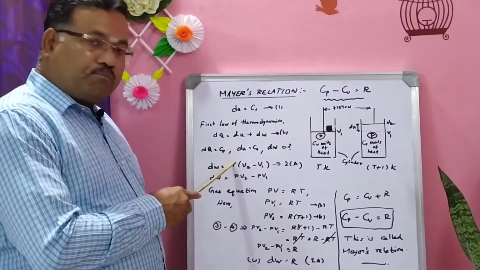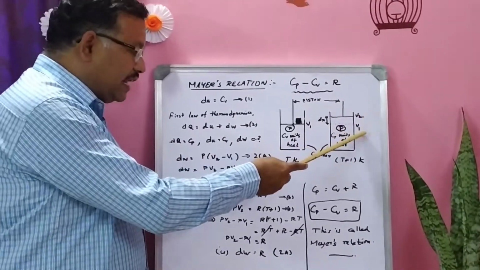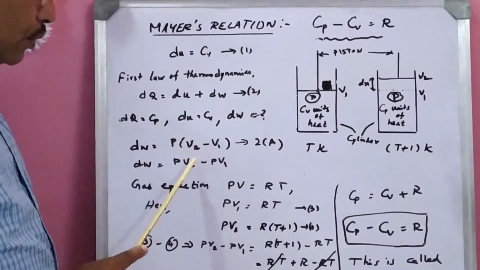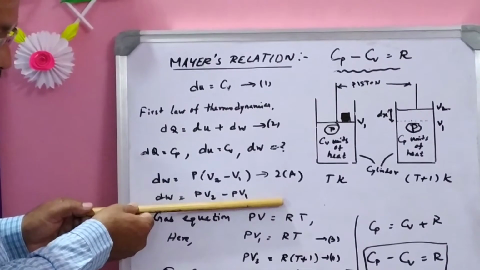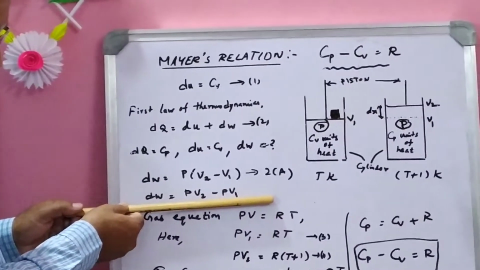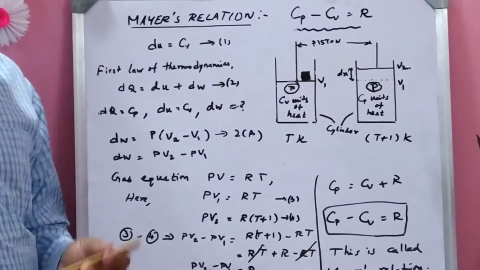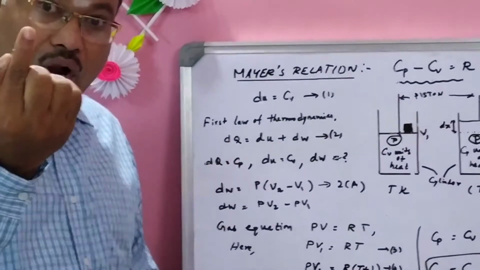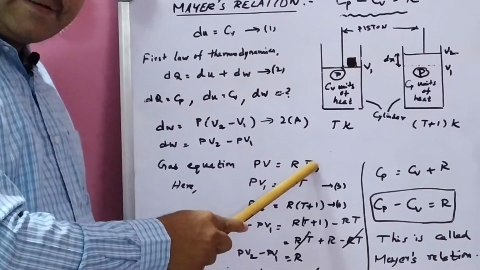Pressure is P. Volume changes from V1 to V2, so change in volume is V2 minus V1. Pressure multiplied by change in volume gives PV2 minus PV1. So what do you mean by PV2 minus PV1? How do we know the value? By considering the gas equation, PV is equal to nRT actually. We are considering in the beginning 1 gram mole of gas. If n is equal to 1, we say PV is equal to RT.